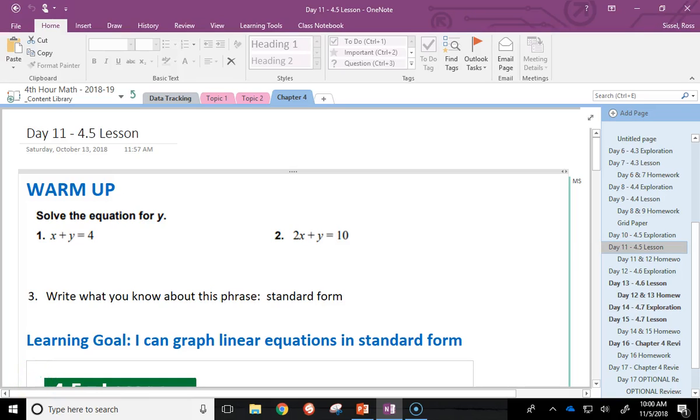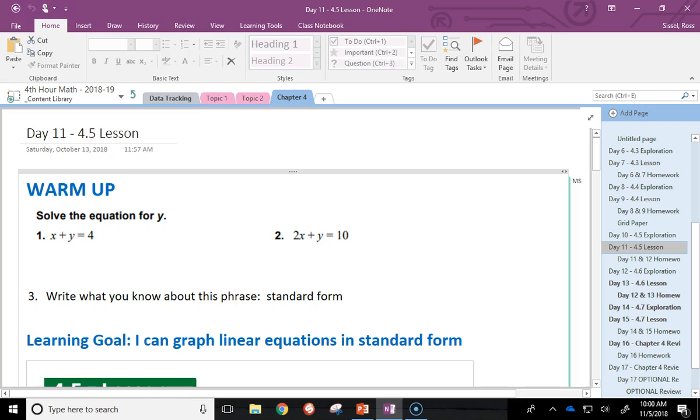Okay, lesson 4.5. On Friday, you had a couple assignments. One, you were to watch your Edpuzzle video. I gave you the link. You should be able to watch that. That was to help you with understanding slope and how to graph that. Today, we're going to continue with lesson 4.5.